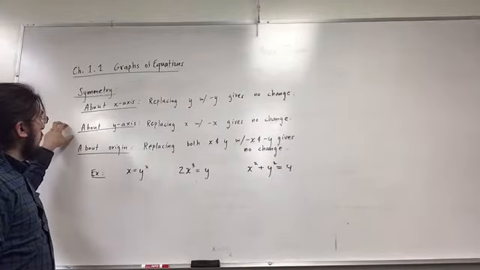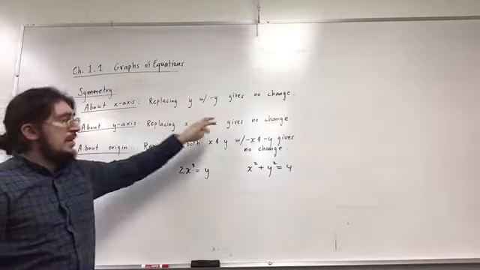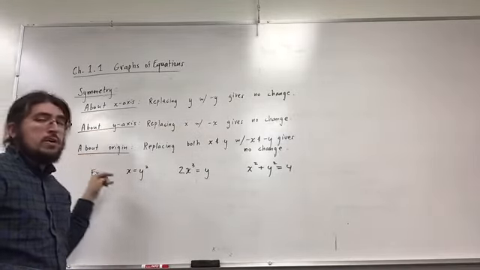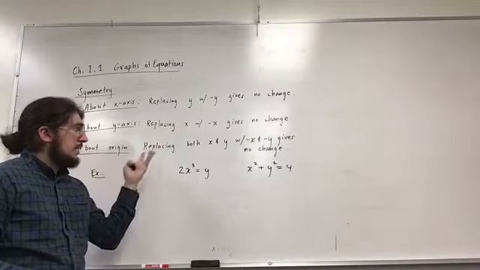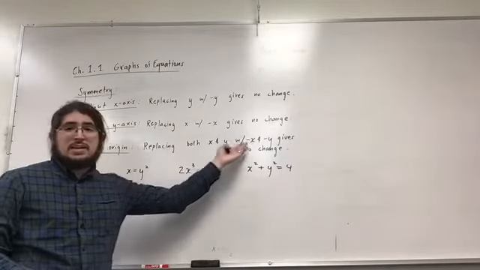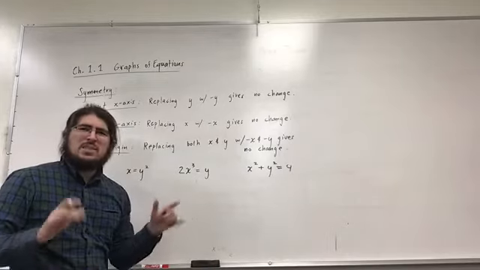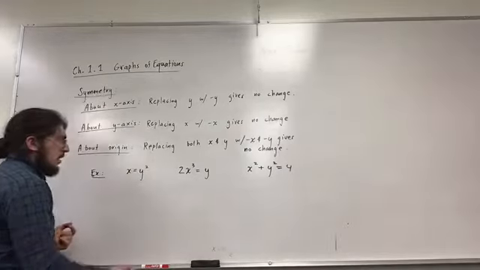Here, if you replace x with negative x and have no change, that'll be symmetry about the y-axis. For symmetry about the origin, you would replace both x and y with negative x and negative y, respectively, of course. And that'll give no change in the equation. So let's see what that looks like for these examples, each separately, of course.